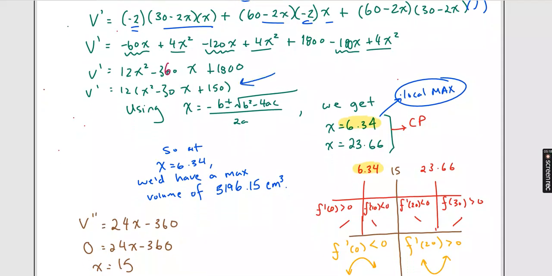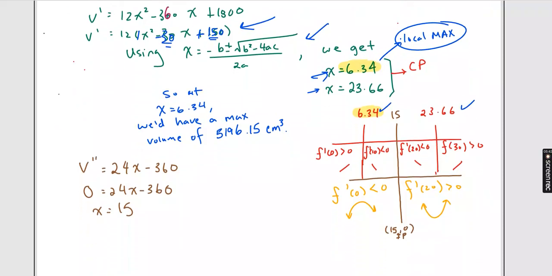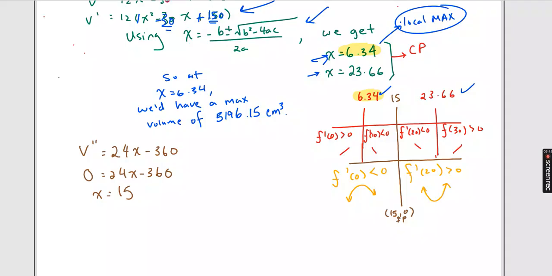Now you try to factor that. Two numbers that multiply to give you 150 but add to give you 30 do not exist. So you use the quadratic formula, where a is 1, b is negative 30, and c is 150. You get these two critical points, 6.34 and 23.66.